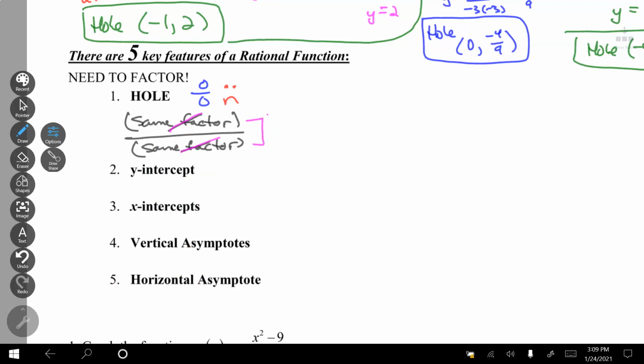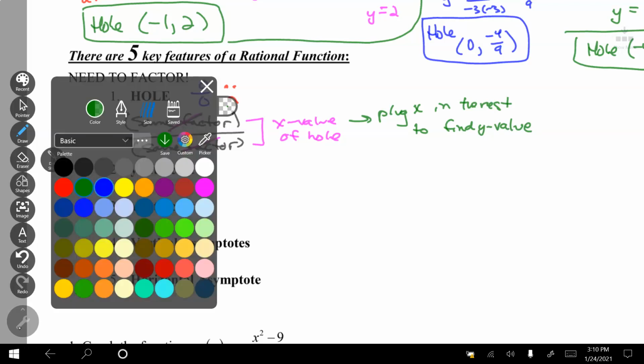And this should be the x value of the hole, and then what I need to do is plug x into the rest of the function to find the y value. Okay, so that's the hardest part, finding the hole.